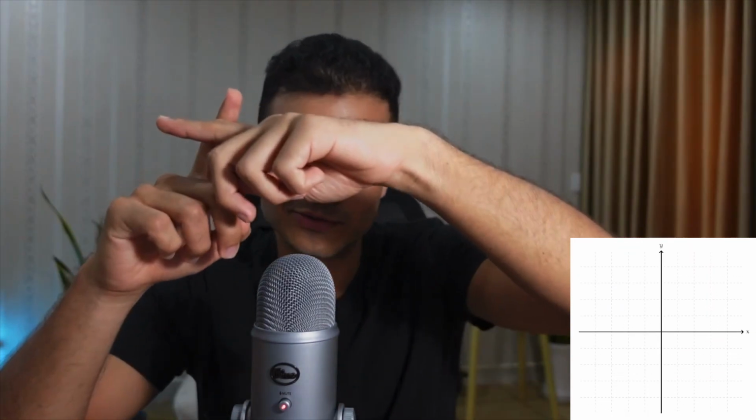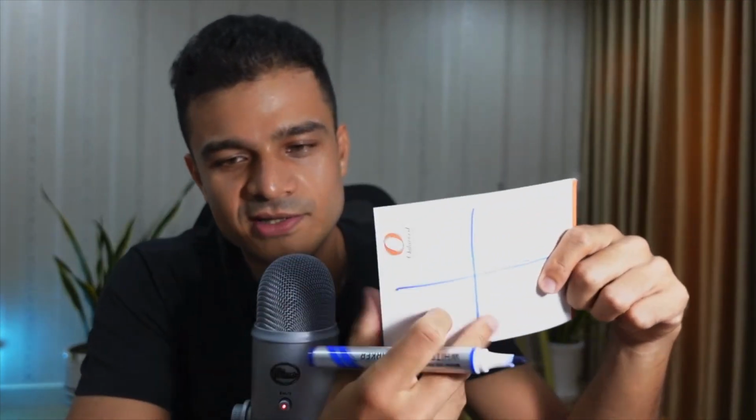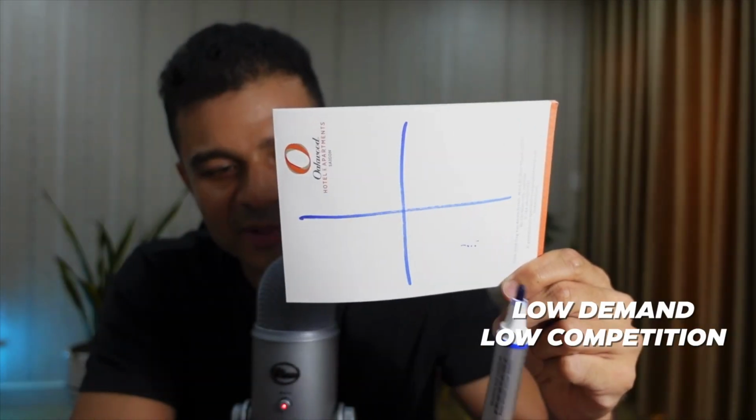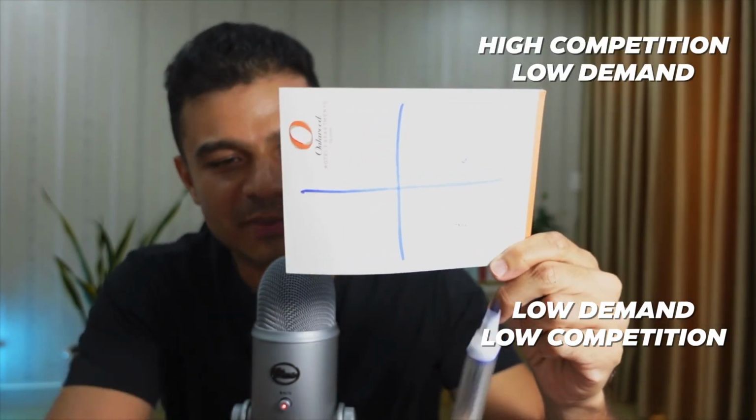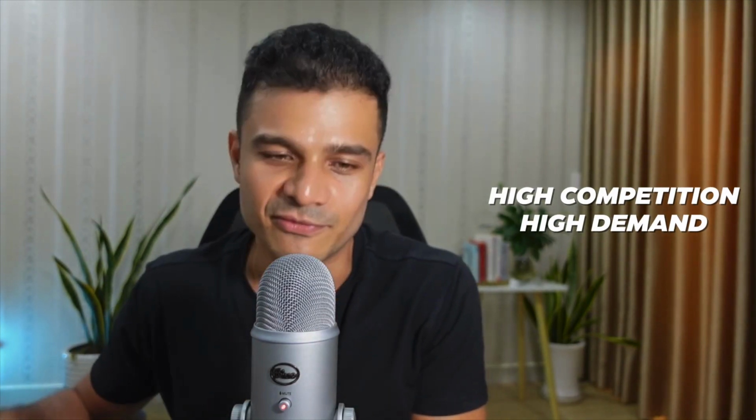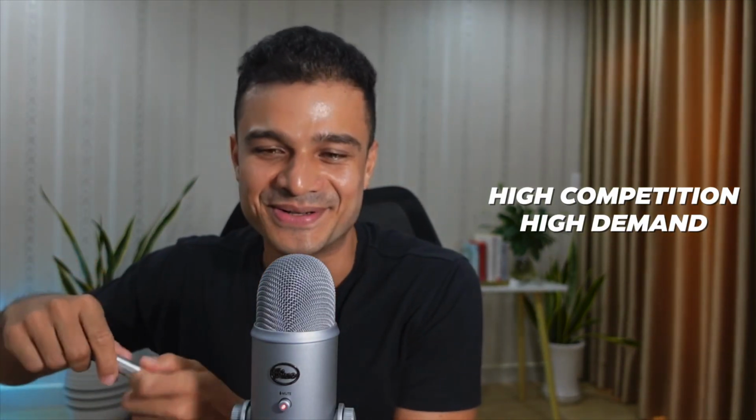Imagine a 2x2, with demand on the x-axis and competition on the y-axis. There's basically this golden space where demand is high and competition is low. Then there's high competition but low demand. And finally we have high competition, high demand, which is basically performance marketing, let's say, for e-commerce.